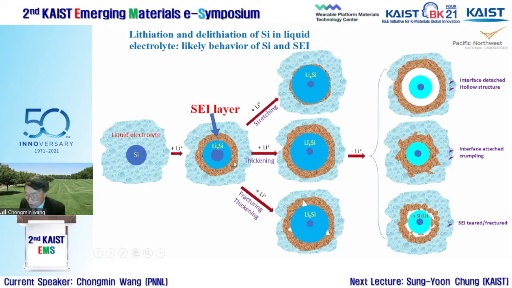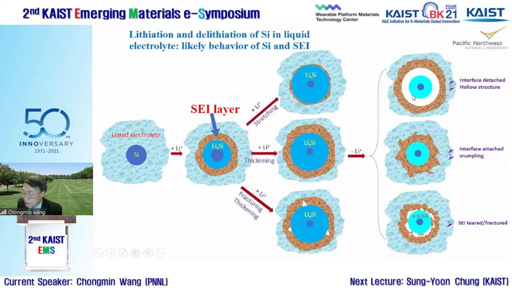So now there are several possible scenarios. One is that the SEI layer becomes stretched if you continue to lithiate the silicon, because silicon continuously expands. Or, as the silicon continuously expands, the SEI layer becomes thicker and thicker and maintains its integrity in some way. Another way is that it just gets a simple fracture. That's another scenario. If you take the lithium out, the silicon will shrink back.